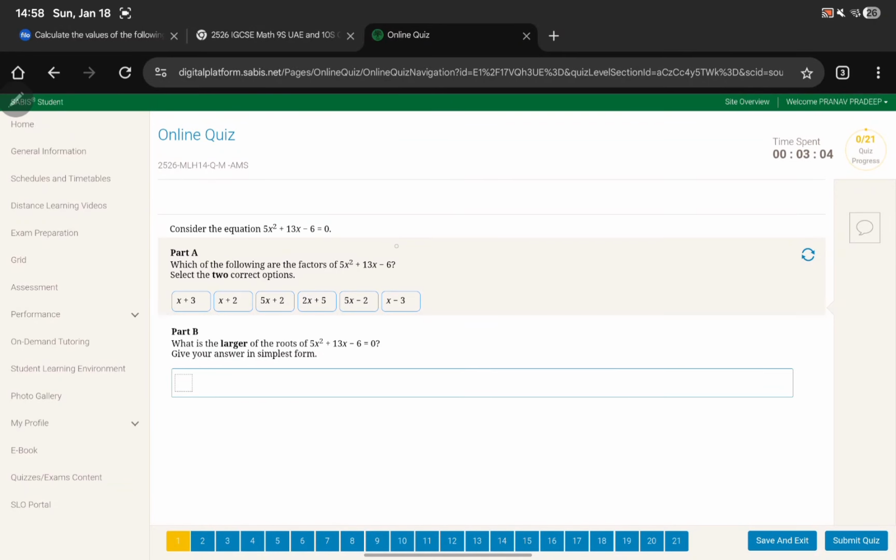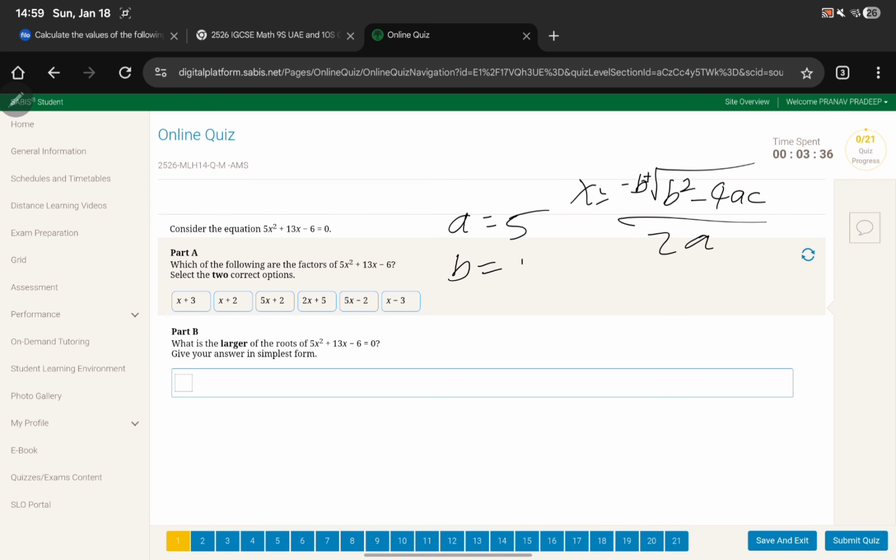They've given you an equation here. It's a quadratic equation, so we can use the quadratic formula. I'm not going to write out the formula, I'm going to solve it. Quickly, x equals negative b plus or minus the square root of b squared minus 4ac, over 2a. Here a is 5, b is 13, c is negative 6. Now just put the values in. Whenever you get this question, you can solve it using the formula.